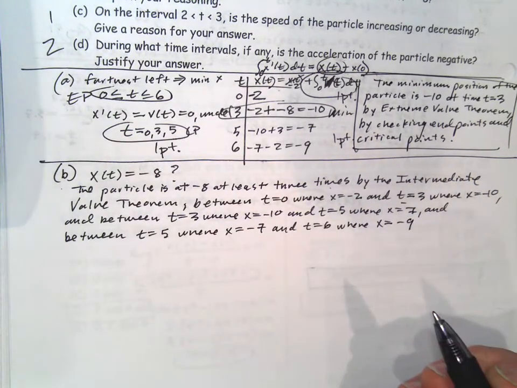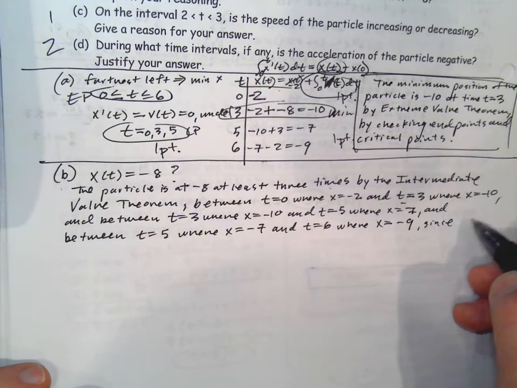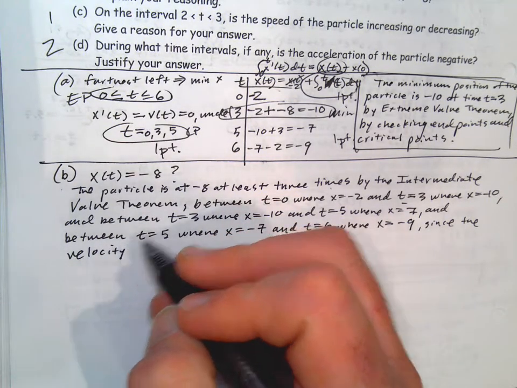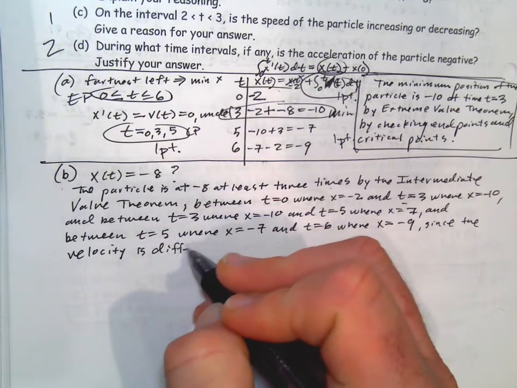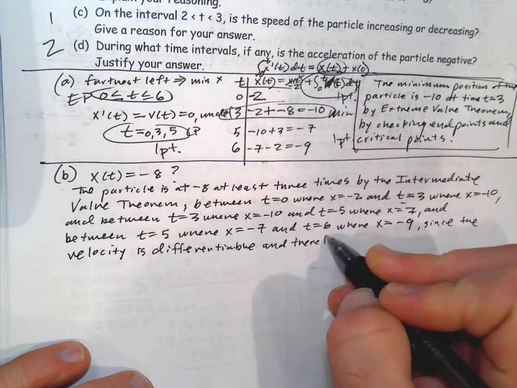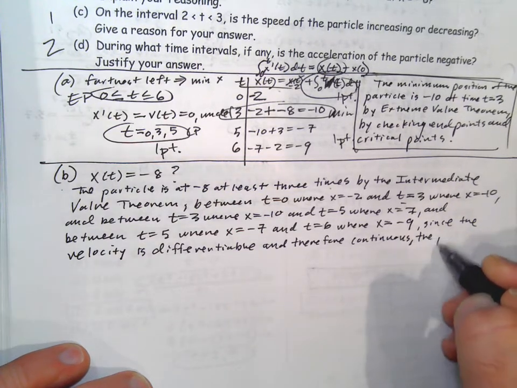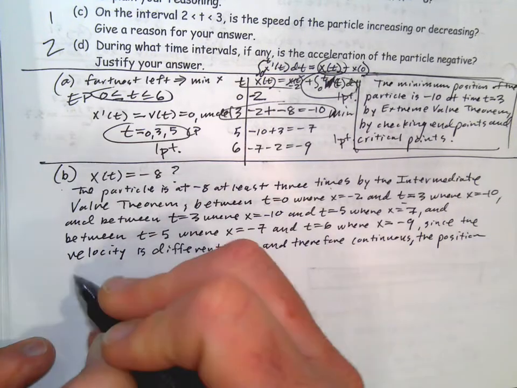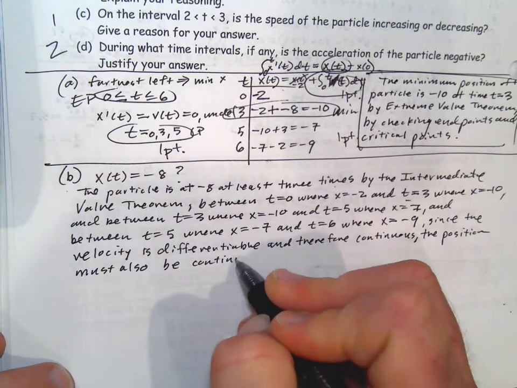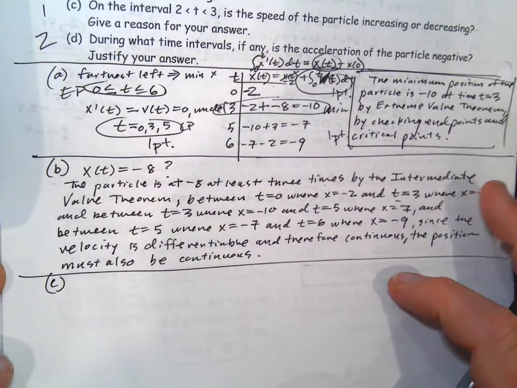Now, to use the intermediate value theorem, there's one condition. It has to be a continuous function. Since the velocity is differentiable and therefore continuous, the position must also be continuous. Something like that.